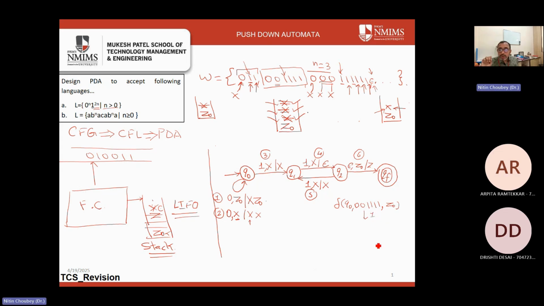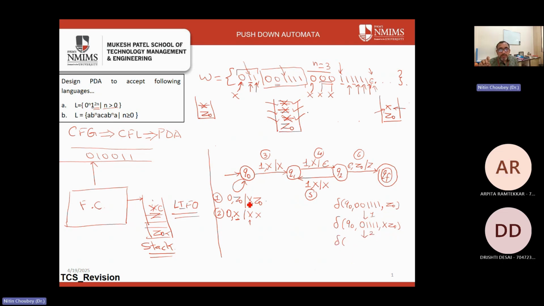So on the application of rule number 1, what do we have? Since it's a closure, the state is kept as Q0. This first 0 got consumed, so the input we are left with is a single 0 followed by 4 ones. And on the stack, for this first 0, according to rule number 1, we have pushed X on the stack, so X on top of Z0. This is after the application of rule number 1. Now the current scenario is Q0, input is 0, and stack top is X, which matches rule number 2.